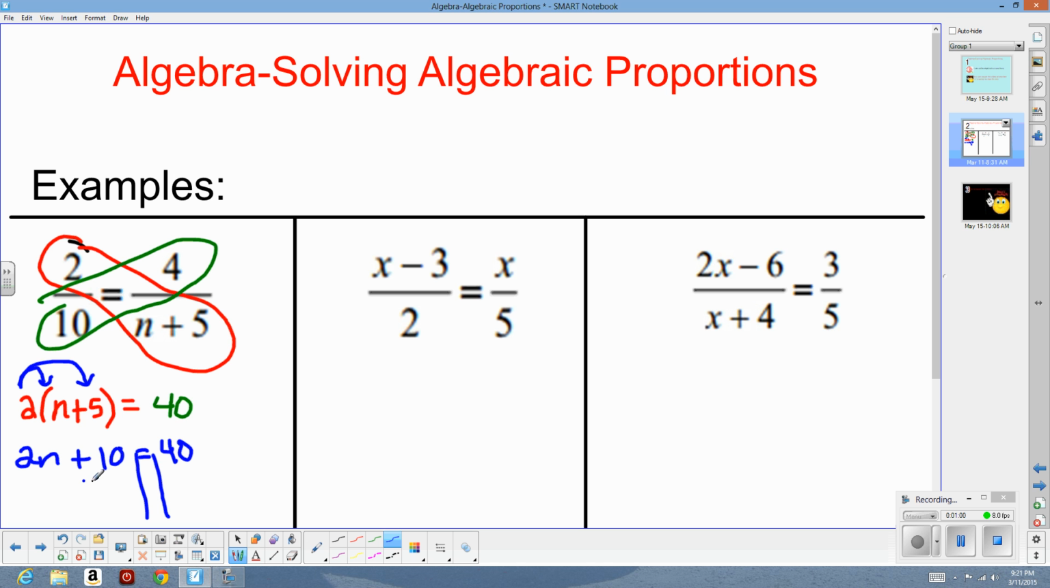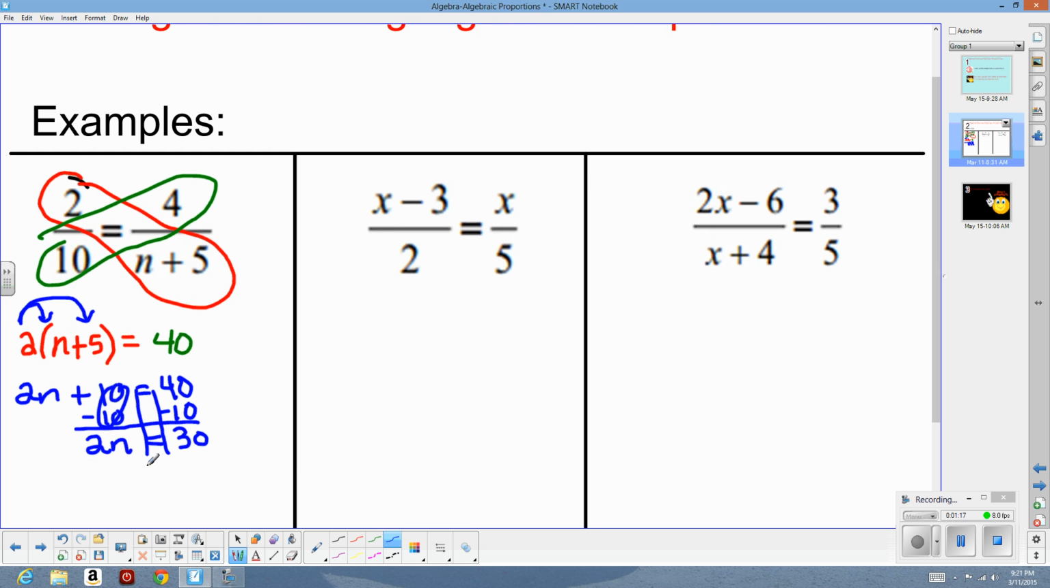Now to get n by itself, we're going to subtract 10 from both sides. That's gone. 2n equals 30. And then divide both sides by 2. N equals 15. N would need to be 15 in order to make this a true statement. All right, next up.